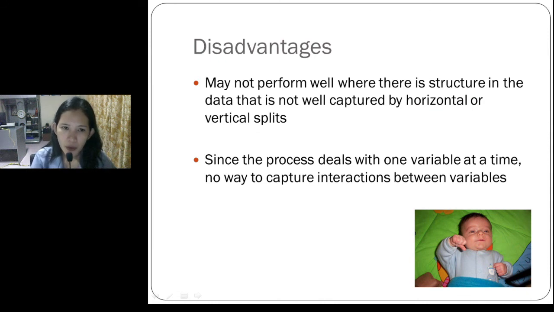It may not perform well where there is structure in the data that is not well captured by horizontal or vertical splits. Since the process deals with one variable at a time, there is no way to capture interactions between variables.